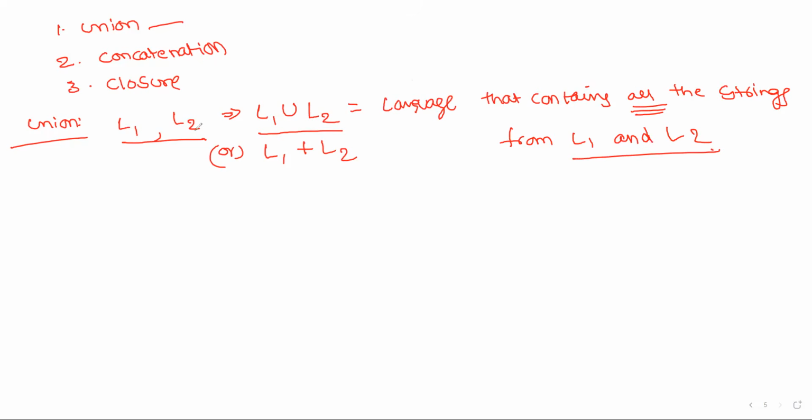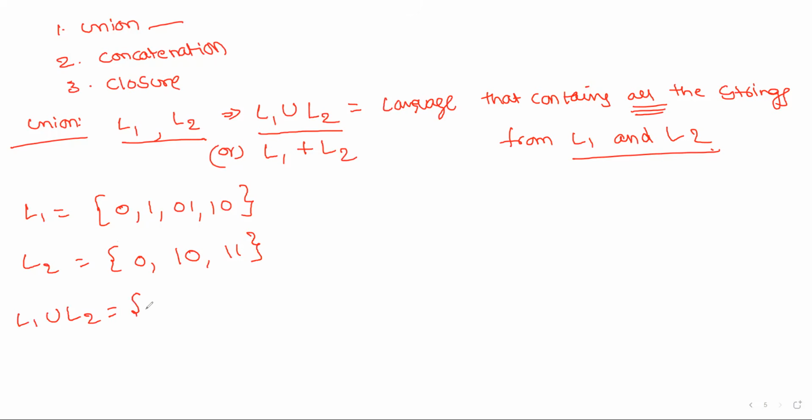For example, consider L1 is equal to {0, 1, 0, 1, 1, 0} and L2 is equal to {0, 1, 0, 1, 1}. Now, what is L1 union L2? Simply, it is a combination of all the strings: 0, 1, 0, 1, 1, 0, 1, 1. Suppose if they are duplicated, simply remove the duplication, that is, the string is present only one time.